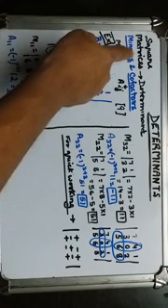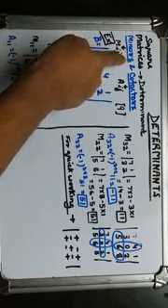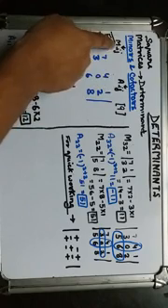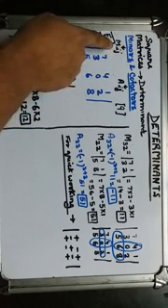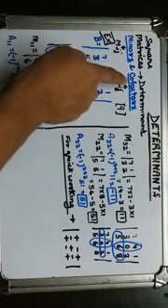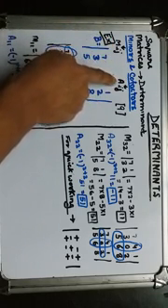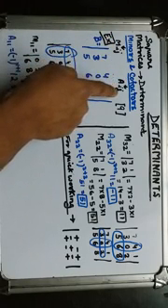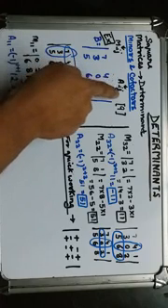First of all, how is a minor represented? It is represented by capital M, I, J. I means row, J means column. Cofactor is represented by capital A, I, J, row and column.